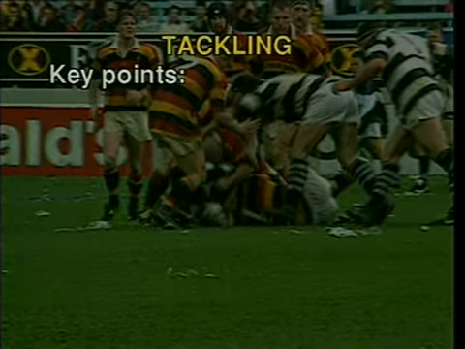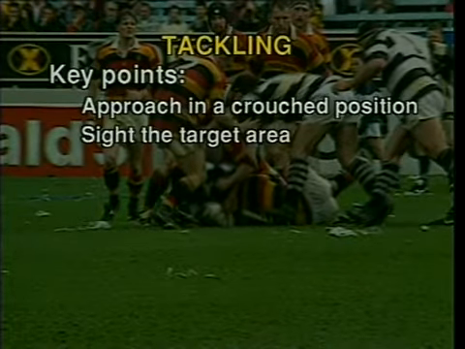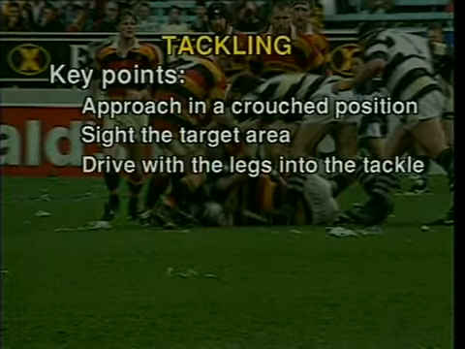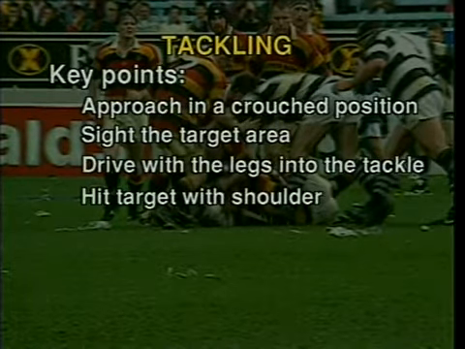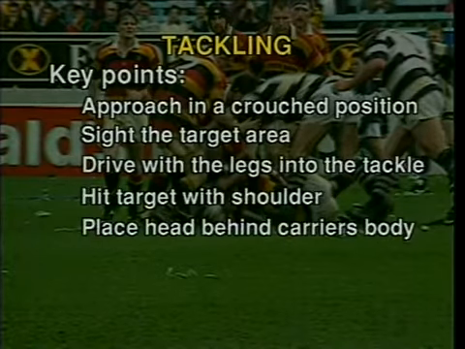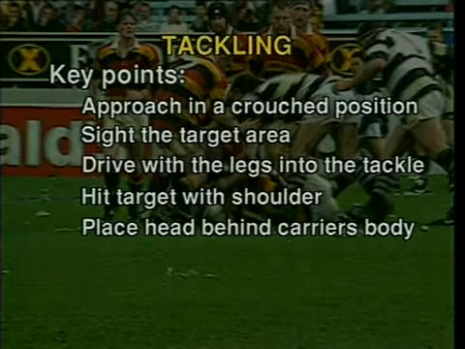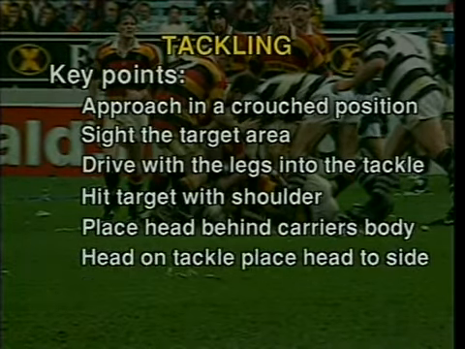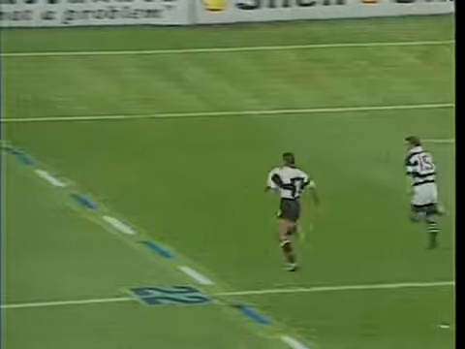Key points of tackling are: approach the ball carrier in a crouched position, sight the target area, drive off with the legs into the tackle, hit the target area with the shoulders, place the head behind the ball carrier's body, or in a head-on tackle, place the head to one side, arms wrapped around the upper legs or lower torso.